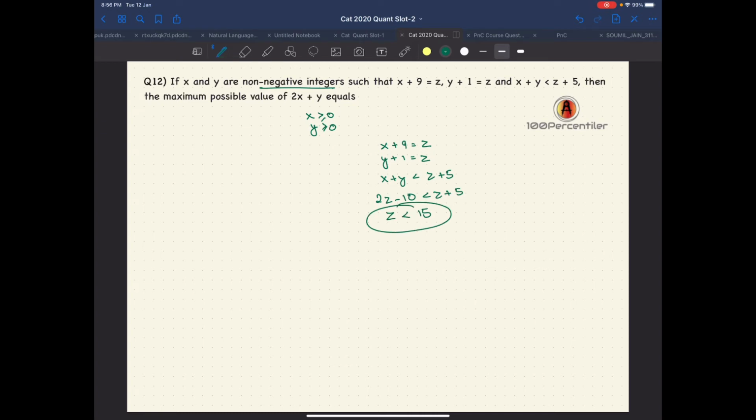Now, as x and y are integers, z is also an integer. So z max would be 14 as the integer value. We have to find the maximum value of 2x plus y, which is nothing but 2 into z minus 9 plus z minus 1, which is 3z minus 19. Now we already know the maximum value of z is 14, therefore we can put that in and get the required answer. This is the maximum value of the given expression.